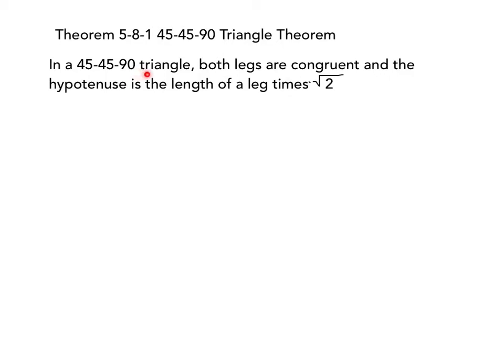In a 45, 45, 90 triangle, both legs are congruent, and the hypotenuse is the length of a leg times the square root of 2. What that means is that if we had a triangle, of course it has to be a 45, 45, 90 triangle, so let's go ahead and label this as 45 and 45, and we have our right angle here. Let's just say that we had a side length of 10 square root of 2, and what we are looking for is your side length right here. We're asking what is that side of the triangle.